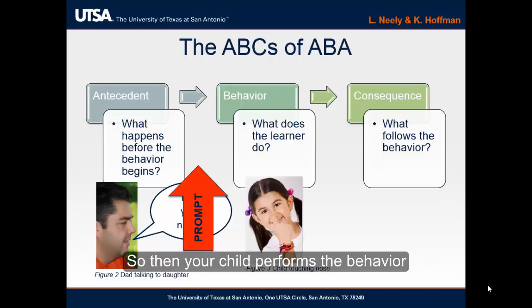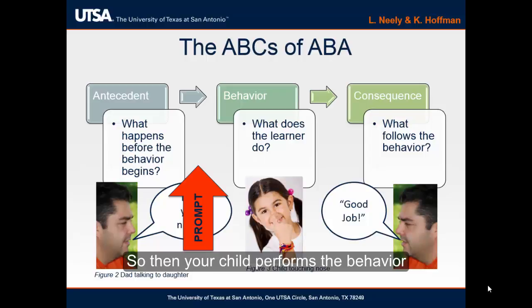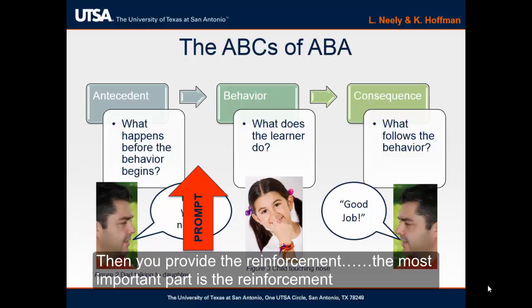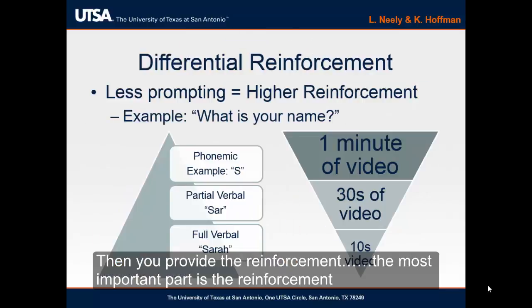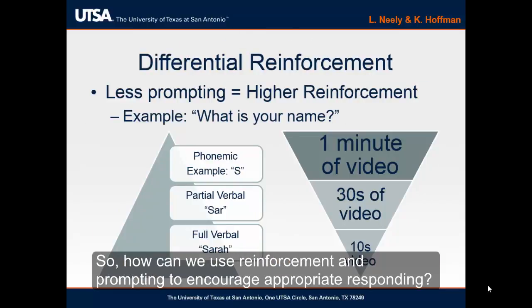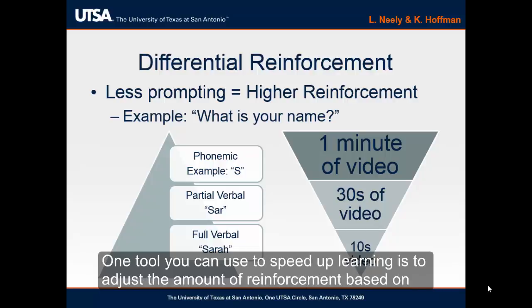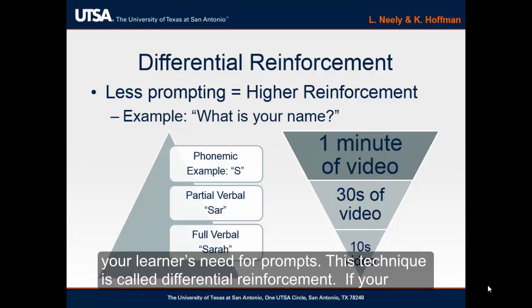So then your child performs the behavior and you provide the reinforcement. The most important part is the reinforcement. So how can we use reinforcement and prompting to encourage appropriate responding? One tool you can use to speed up learning is to adjust the amount of reinforcement based on your learner's need for prompts. This technique is called differential reinforcement.